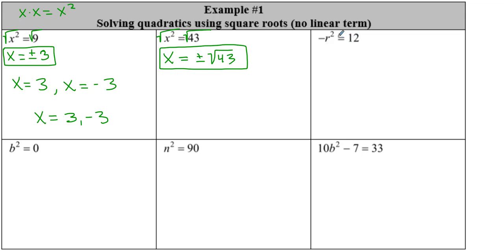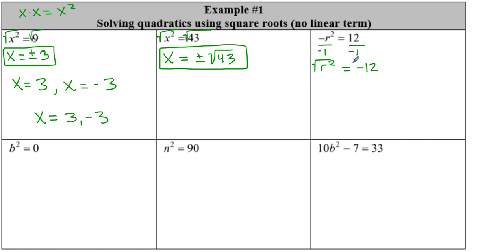All right, next one. We got this negative in front of that variable term. Can we ever solve for a variable when we have a negative variable? No, we cannot. If you remember my solving equations section, I always said you got to get the variable by itself and it must be positive. So let's go ahead and divide that negative 1 out. Boom, this now becomes r squared. 12 divided by negative 1 is negative 12.